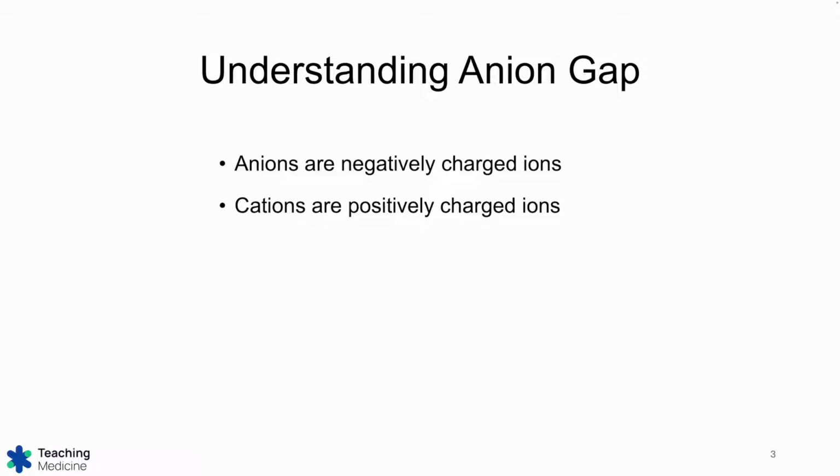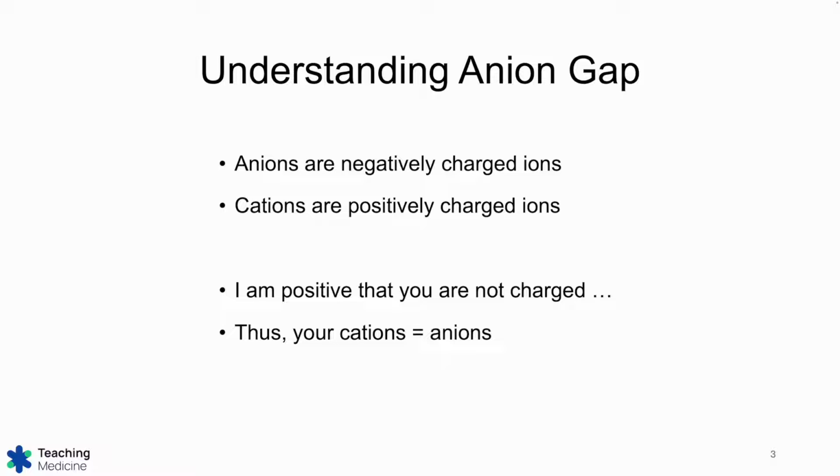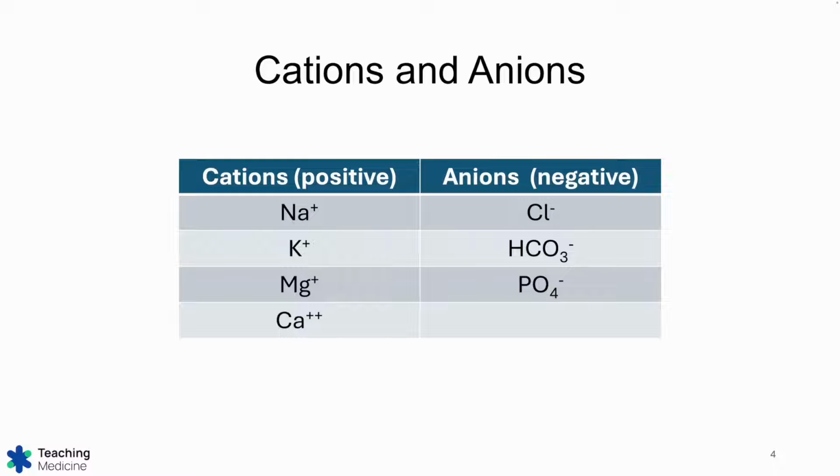So anions are negatively charged ions and cations are positively charged ions. And I'm positive that you are not electrically charged. We're not running around shooting electrical static charges out of our fingers all the time. And this is because we are electrically neutral. Our cations balance or equal the anions. So we have a net charge of 0.